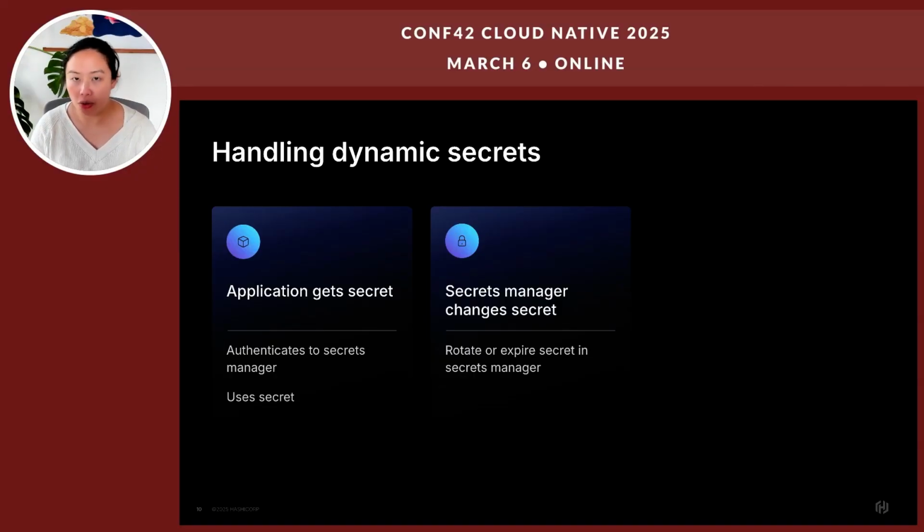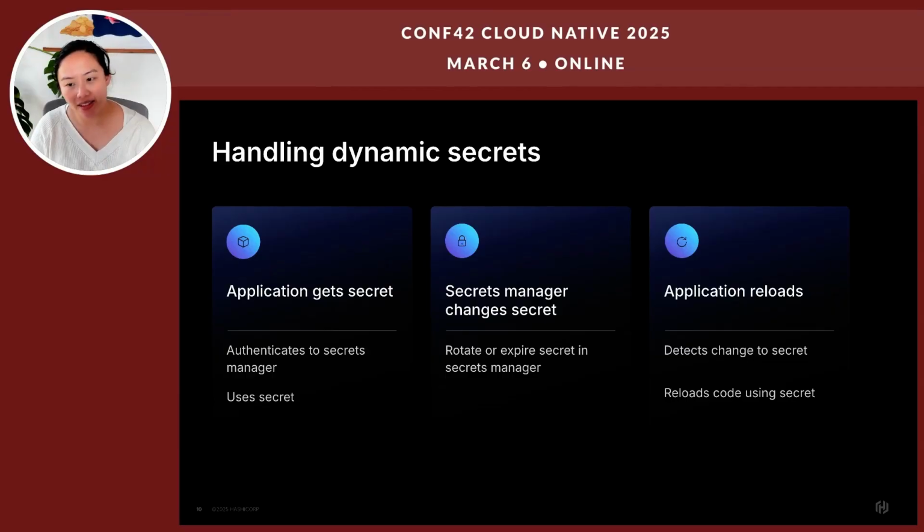The secrets manager, or maybe yourself, will change the secret. You'll rotate or expire the secret in the secrets manager. The application has no awareness that you've done this unless you tell the application that you have actually changed the secret, right? And telling the application that you've changed the secret means you either reload the application or the application detects a change to the secret and reloads code. This is very important to know, especially if you have dynamic secrets. These three parts of this workflow are required for any kind of rotation or any kind of changing secret that you have in your application.